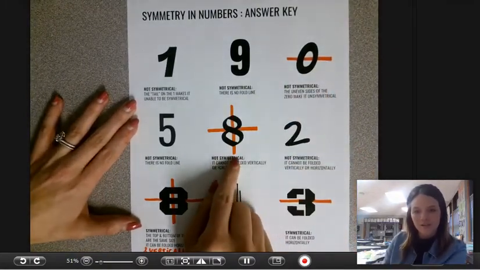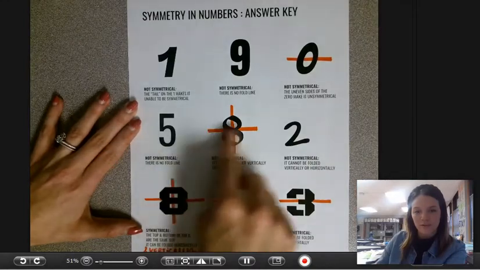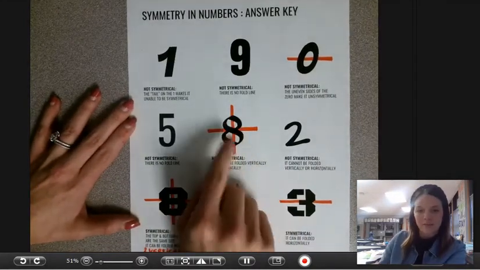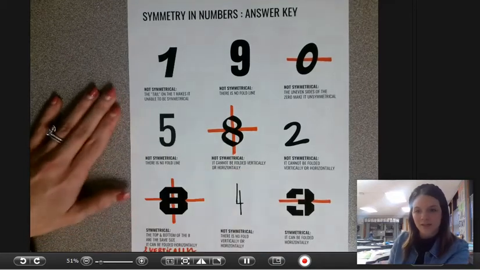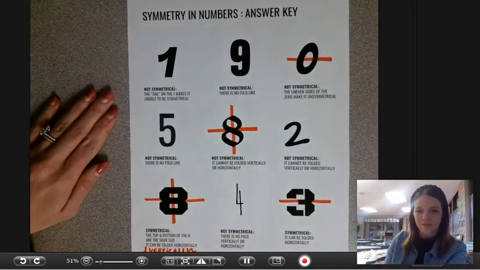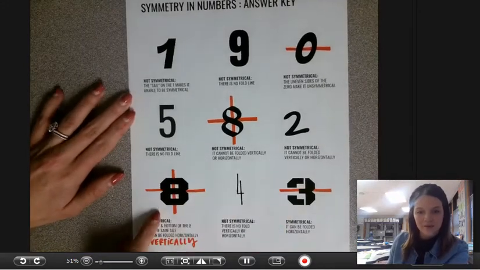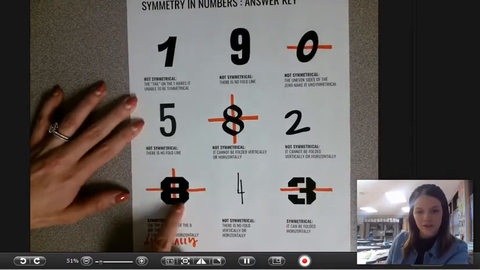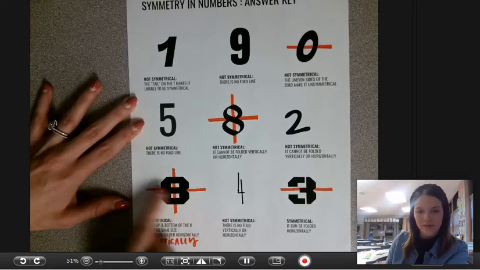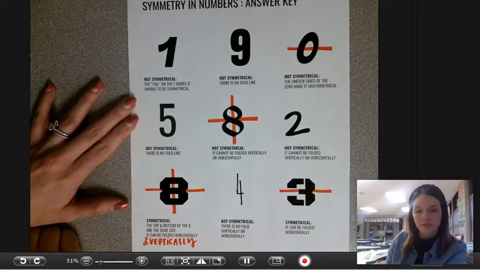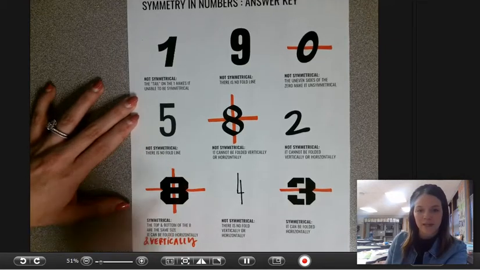This 8 also looked to me like maybe if I folded it horizontally or vertically that it would work, but because they're not exactly the same on both sides, and this is a little bit smaller than that side, it's not going to work. The rest of the numbers you can see do not, minus this 8 and this 3. The 8 can be folded vertically, and it would be the same on both sides like a mirror, and it can also be folded horizontally, and it would also look like a mirror, because this particular 8, it's the same on the top and the bottom.